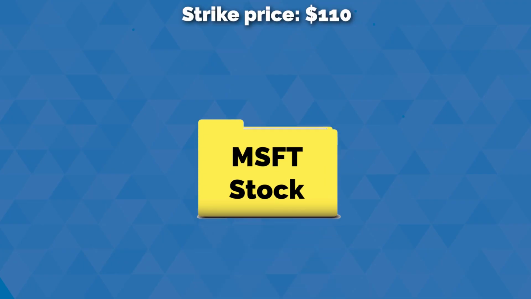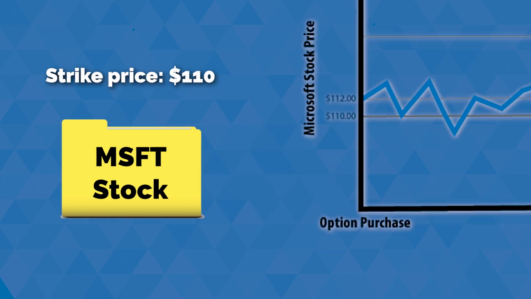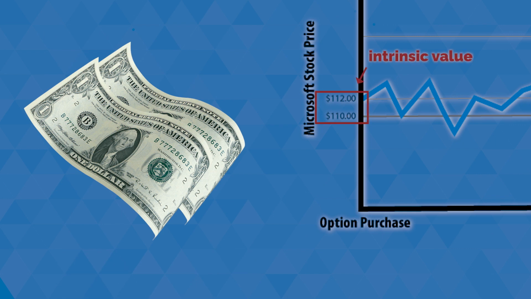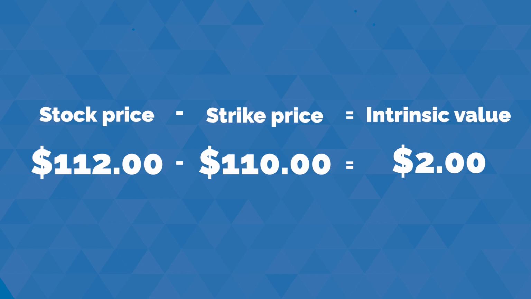So say, for example, you have the right to buy Microsoft for $110 per share. And currently, Microsoft trades at $112 per share. Awesome, right? In this case, your option has $2 of intrinsic value. So here's the math. The stock is trading for $112. You have the right to buy it at $110. So $112 minus $110 is $2 of intrinsic or real value. I mean, that's easy, right? You get that? Makes a lot of sense.